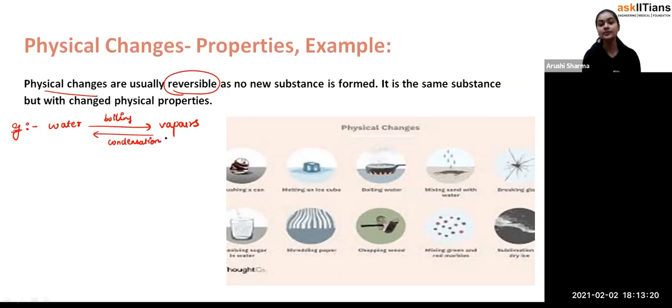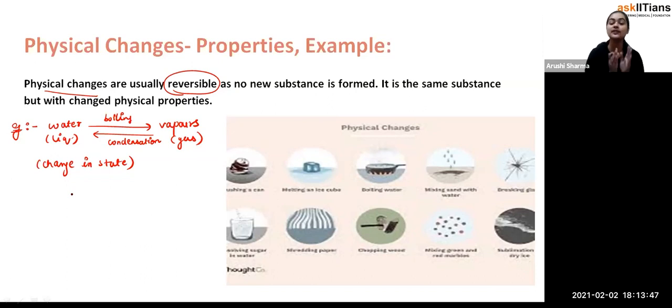In the condensation process, student, the vapors will again convert into water. So that means you can see that there is a change in state. Exactly, the change in state is going on, because this is the liquid state and this is the gaseous state. And a change in state is what type of change? It is a type of physical change. Whenever a process can be reversed, we call it a reversible process. Okay, so it is an example of a reversible process.